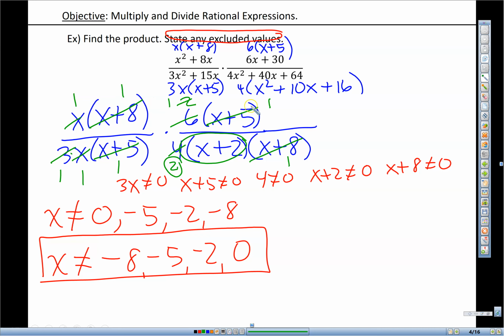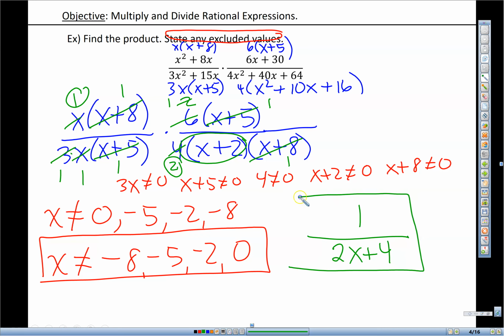So in my numerators, notice all I've got are a bunch of 1s. So remember that means our numerator is equal to 1. You can't get rid of a numerator of 1. So that makes our numerator 1, and then our denominator, we have the 2 times the x plus 2, and multiplying those together gives us 2x plus 4 for our standard form. And there's our final answer, our simplified product.